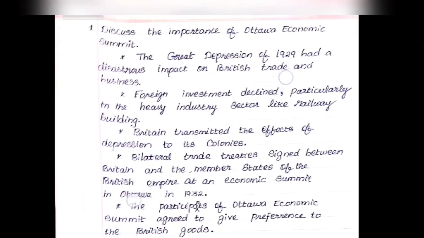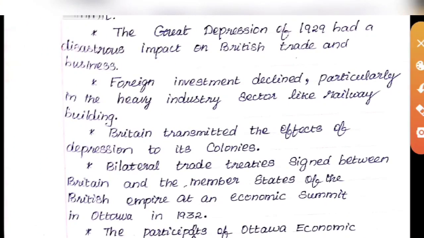Ottawa Conference: what are the important things in the Ottawa Economic Summit? It is not given in your book. I got these notes from last year's book. What are the reasons? Because of the Great Economic Depression, which occurred in 1929. It had a disastrous influence on British trade and business. Because of the Great Economic Depression, British trade as well as economy was totally destroyed.